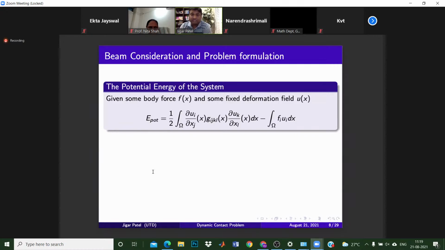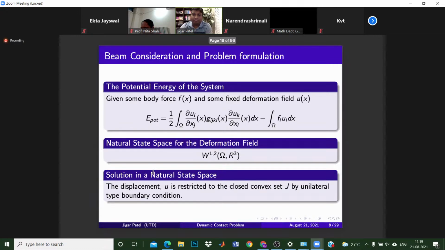All right. So the potential energy of the deformation field is given by this integral equation. It's one half of the integral over the domain of the partial derivative of u_i with respect to x_j times G_ijkl, where G is a fourth-order tensor, times the partial derivative of u_k with respect to x_l, minus the force times u_i, integrated over the domain. This is a standard formula that represents the deflection of the beam, and it is considered the potential energy related to the static problem.